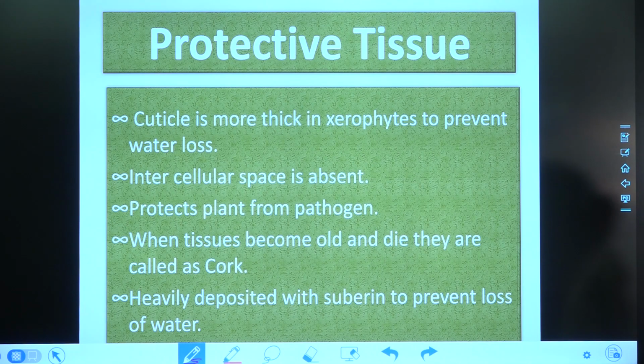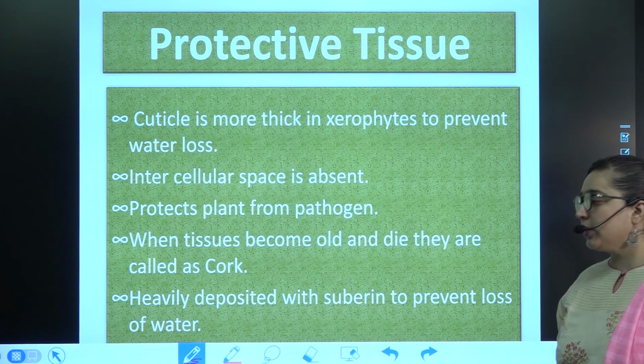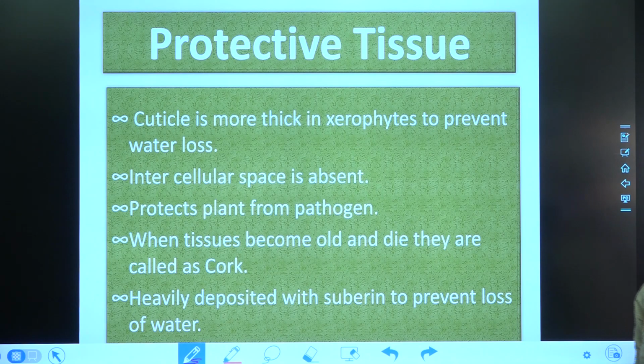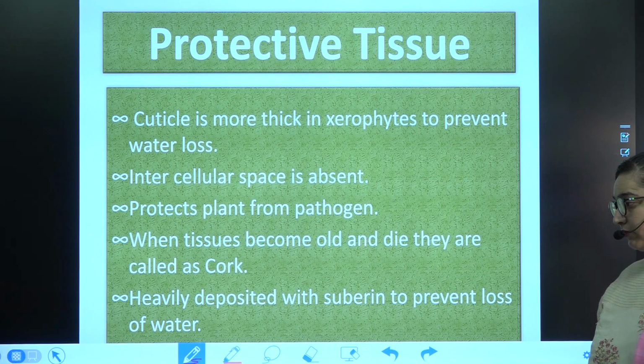Last few seconds, after that we'll move further. We'll see some more points on protective tissue and we'll also discuss the stomata.